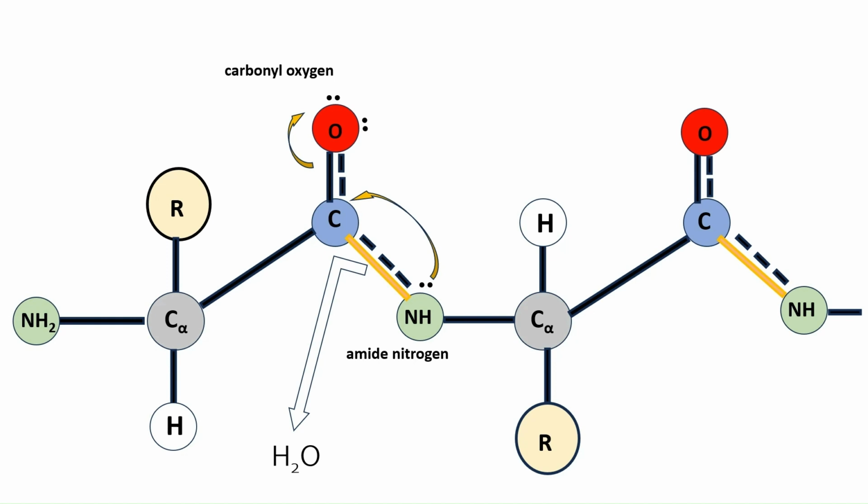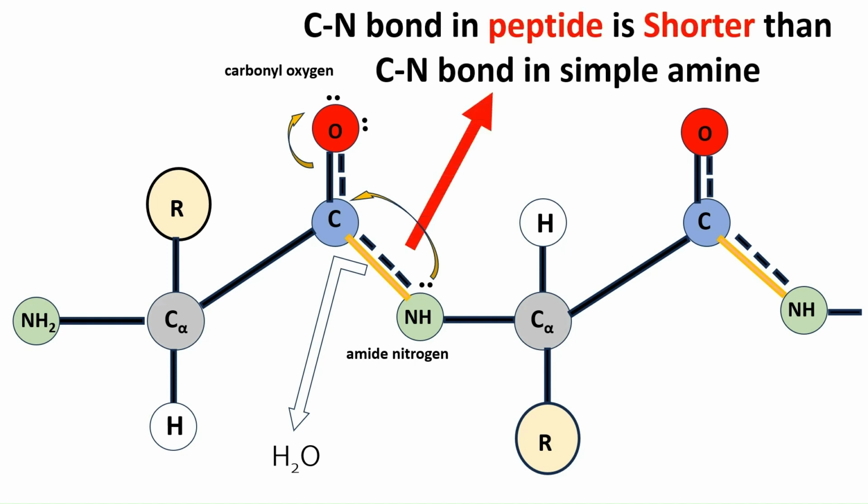In this bond, there is a partial sharing of electrons between the oxygen of the carboxyl group and the nitrogen of the amide group, because of which the peptide bond becomes a partial double bond. The characteristic of this bond is that the C-N bond length in a peptide is shorter than any other C-N bond in simple amines.